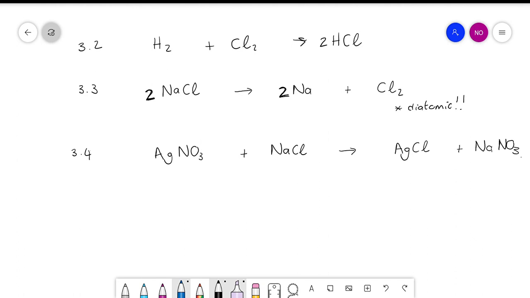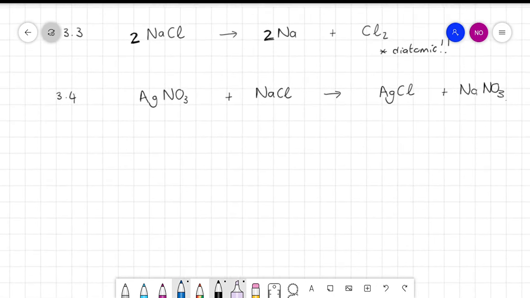So remember, especially when you're looking at polyatomic ions, you can often balance them together. So then you don't have to split this one up into 1 nitrogen and 3 oxygens, because it's represented exactly the same on both sides of the equation. So you can balance the whole group at once.